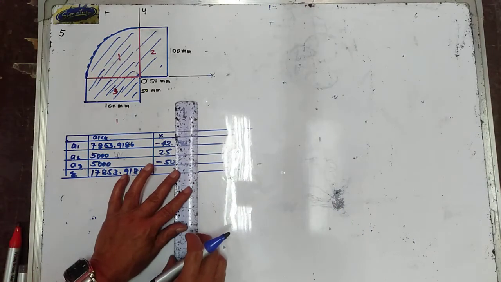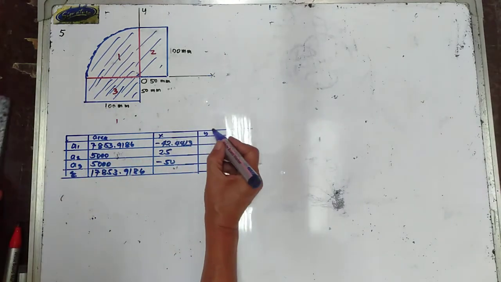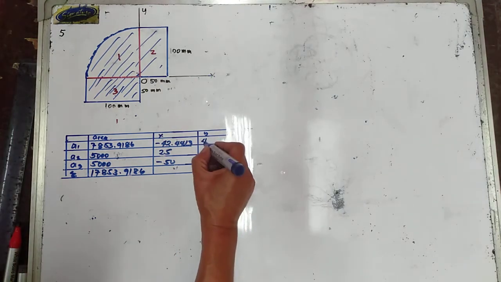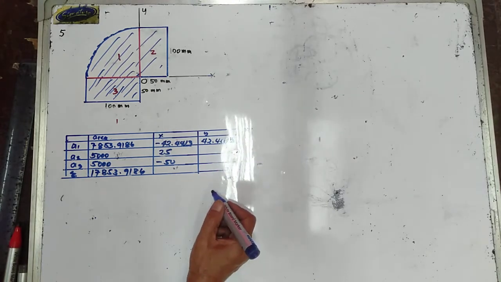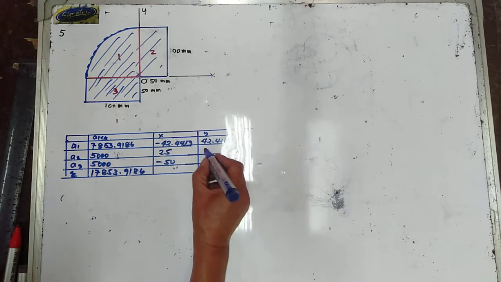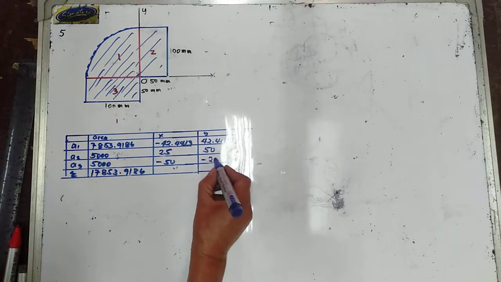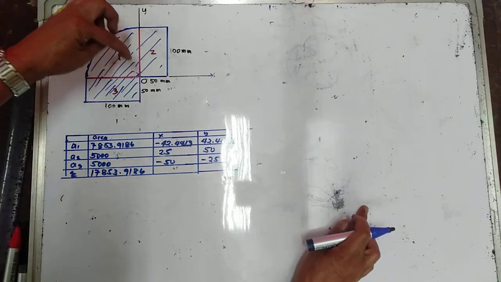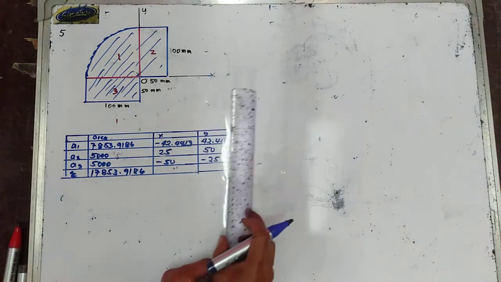Now, let's proceed to y. So your y in here is 42.4413. And then we have 50 and then negative 25. I was not able to place the negative value in here. You try to take note that it is below the origin. So your y is negative 25.